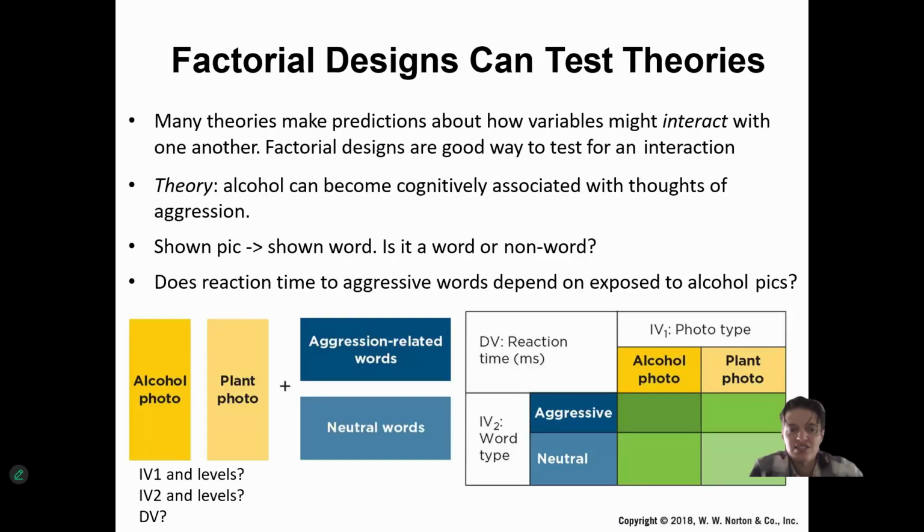It also allows us to test theories. Many theories make predictions about how variables might interact with one another. And factorial designs are one of the best ways to test for an interaction. So let's say alcohol can become cognitively associated with thoughts of aggression. We show someone a picture and then we show them a word and then have them identify, is it a word or not a word? We're looking at reaction time, right? So we can test different theories by looking for these interactions between variables.